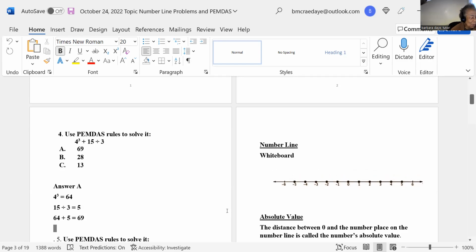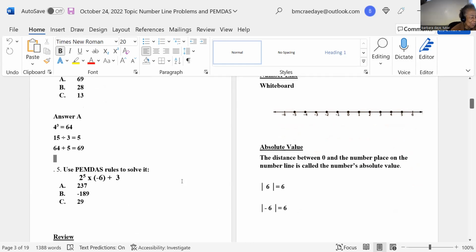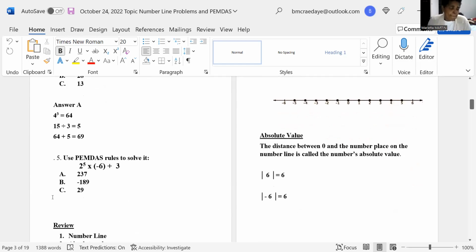Okay, now what about number 5? Did you do that one? Yeah. Okay, so tell me how you did number 5. I multiplied 2 times 3 and I got 32. And then I put the sign, and I bring the 6 down, and it gives me 26. And then I add 3, and I get 29.